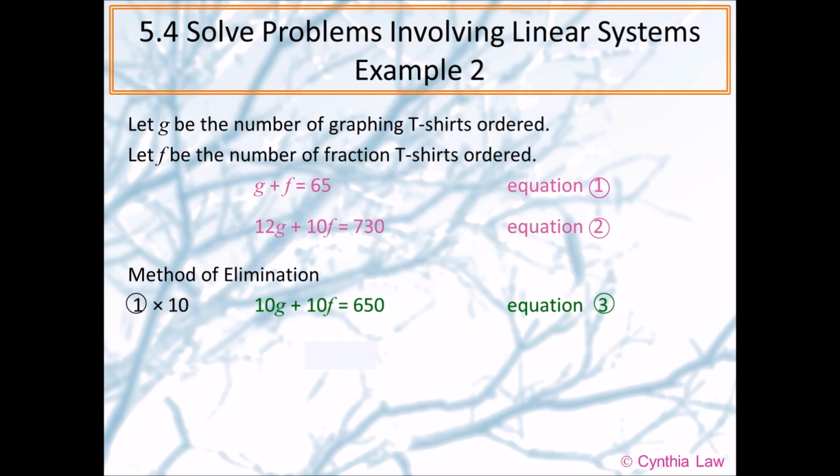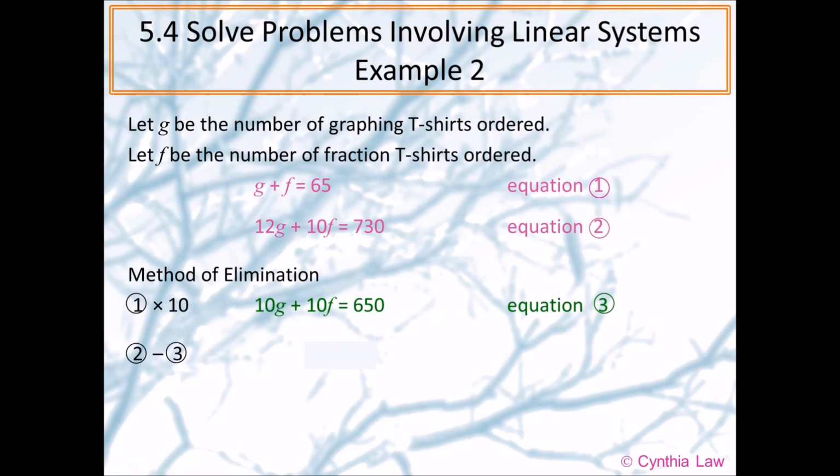That's my equation 3. Now, how do I know I want 10 and not other numbers? Because we want to eliminate F. And in equation 2, the coefficient of F is 10. In equation 1, the coefficient of F is 1. So the common multiple of 1 and 10 is 10. So it's easier for me to multiply equation 1 by 10 so that we can eliminate F after.